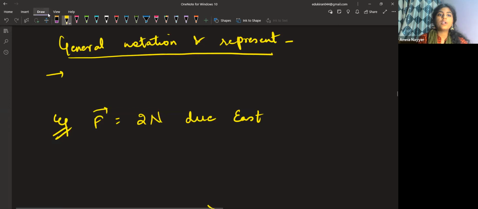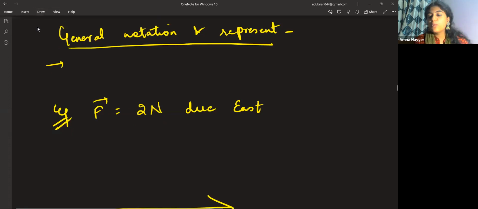One more thing I wanted to tell you was, in some books you will find that a vector, let's say this is a vector A, is written like this. Somewhere you will find the vectors written like this. So what is meant by it? This arrow on the head of a vector is depicting the vector symbol. This is telling you that it's a vector quantity. That's why an arrow has been made.